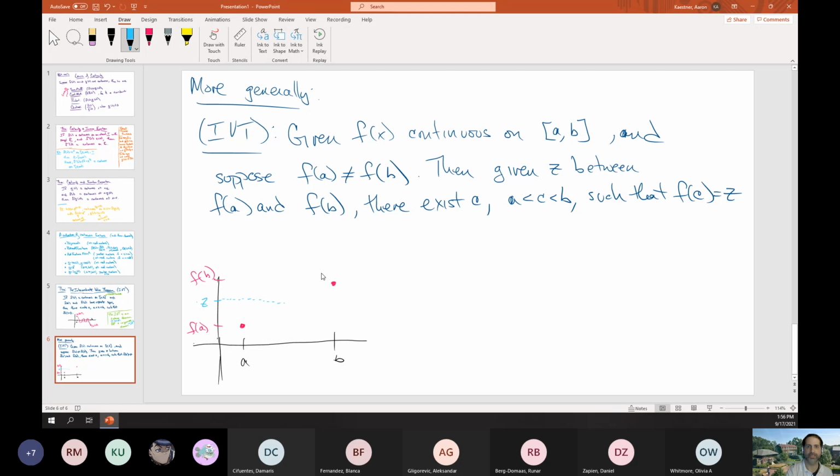And to find a value c such that f of c equals z, well, f of c equaling z means that it crosses the line, right? I'm looking at that linear function y equals z.